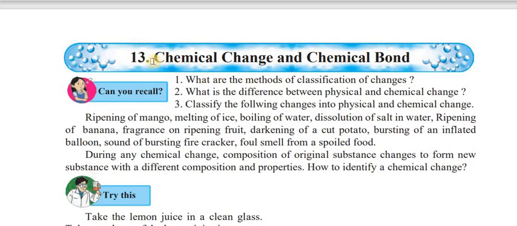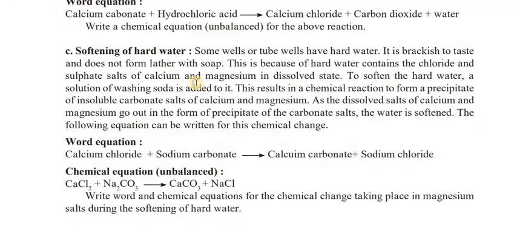Okay, come to chapter 13, chemical change and chemical bond. An important point in this chapter is softening of hard water. Some wells have hard water. It is brackish to taste because it contains chlorides and sulfate salts of calcium and magnesium. To soften this hard water, a solution of washing soda is added.